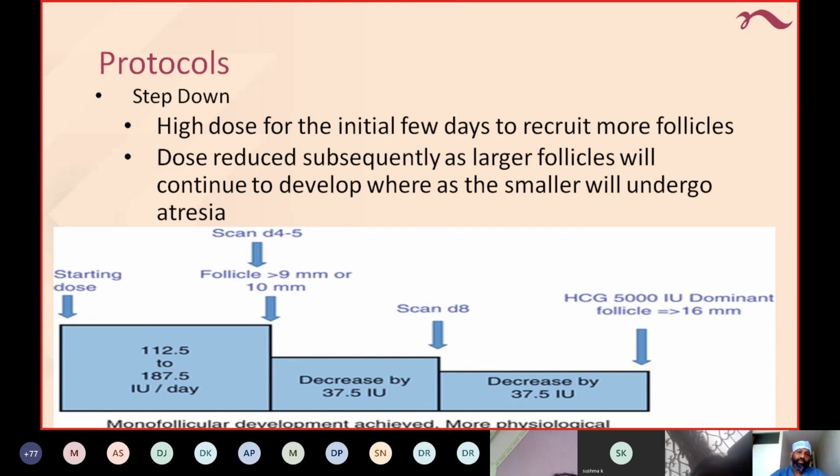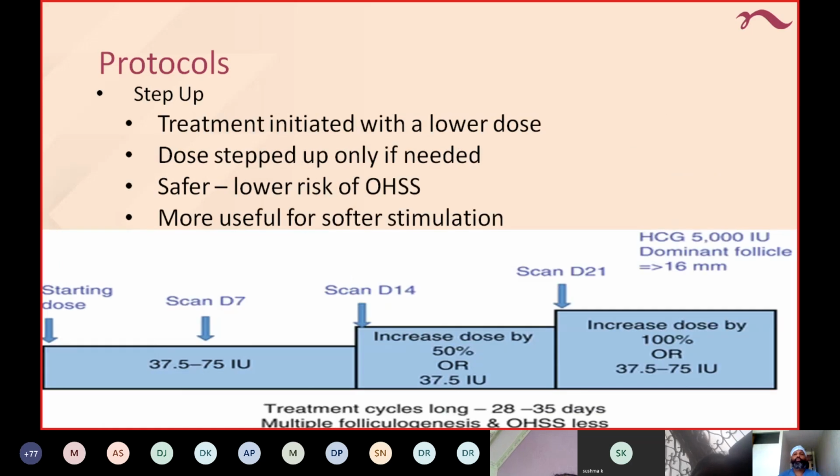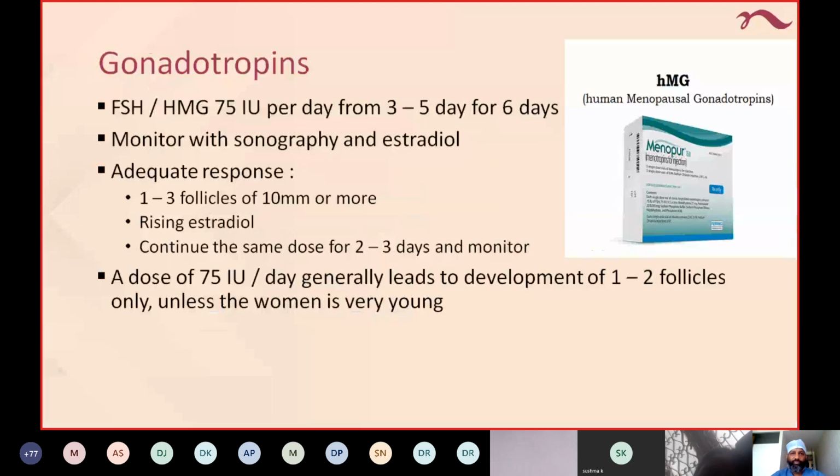Step up protocol: treatment is initiated with a lower dose, because you know the patient is thin or young and is definitely going to get OHSS. If you have a fear, start with a slower dose and then slowly go up as you proceed. So this is safer because there is low risk of OHSS and more useful for softer stimulation. As you see in the picture below, that shows the step up regimen.